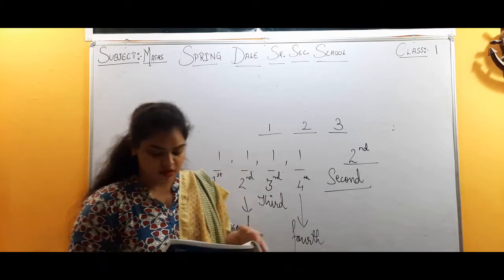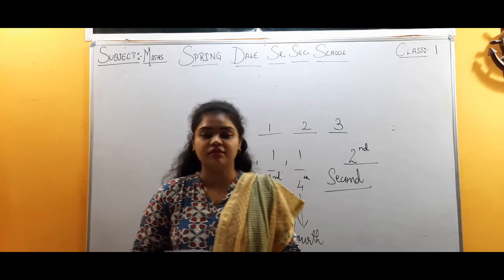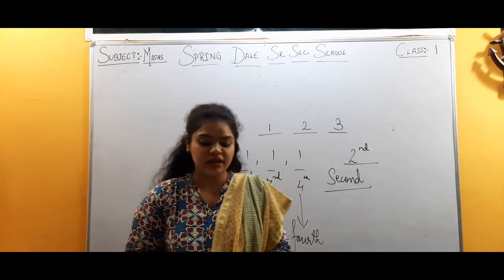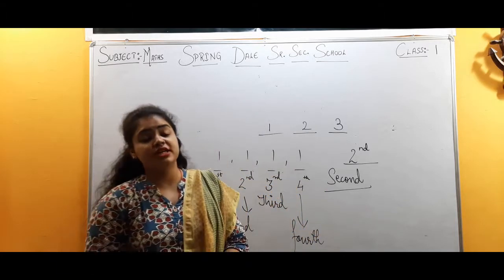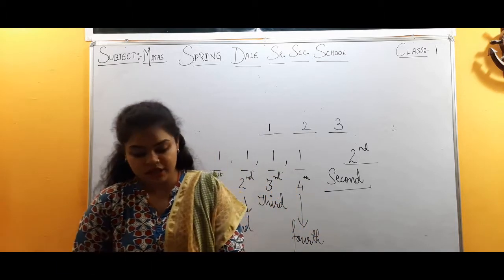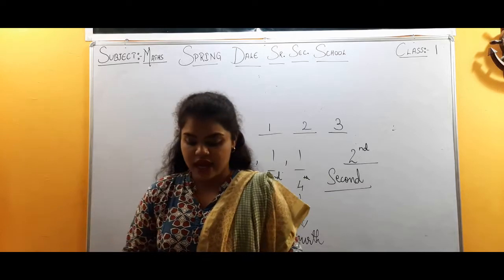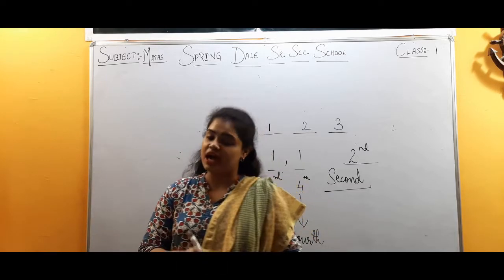Coming to the page number 21, the question we have, fill in the missing ordinals. I told you what are ordinals? That shows us the position. Here are the balloons in a row and the missing numbers we have to write.